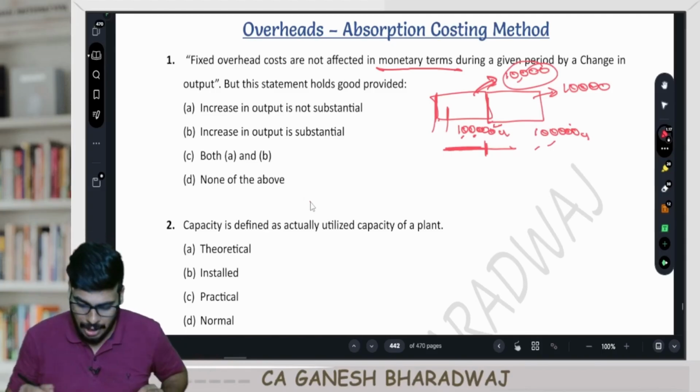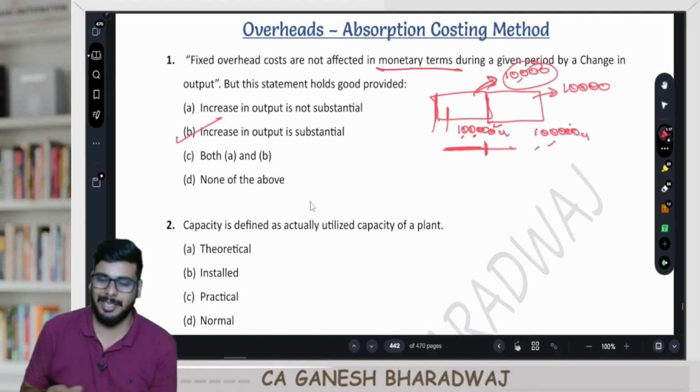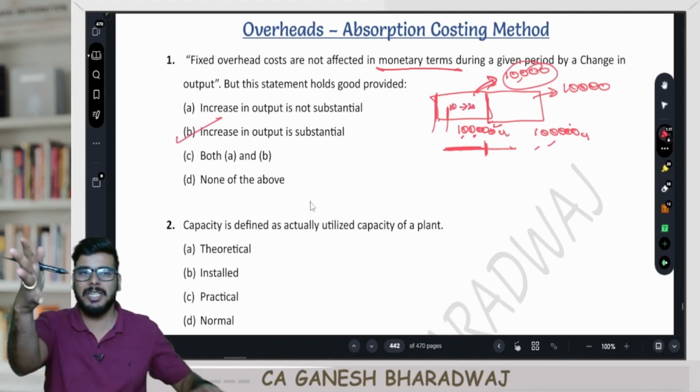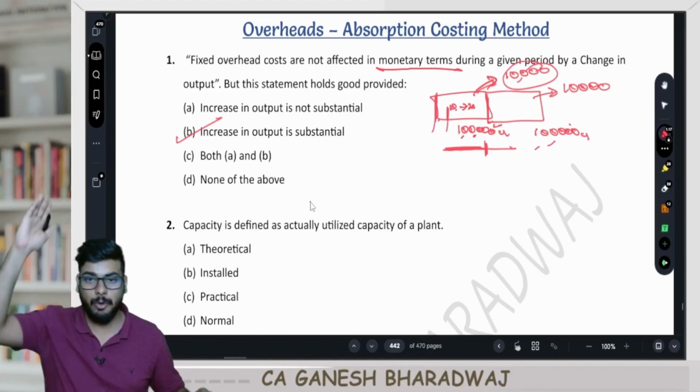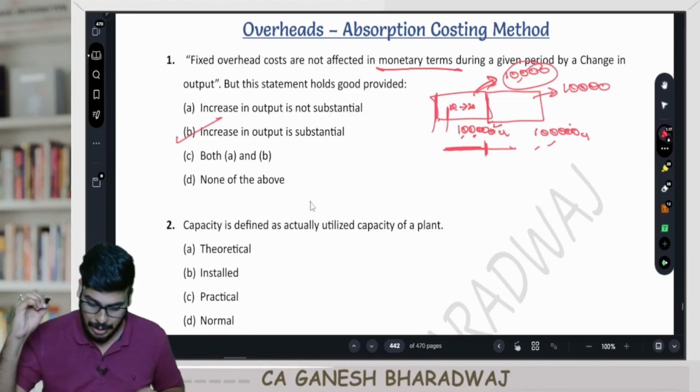Does it make sense? Look, in this case, if the increase in output is substantial, see, from 10,000 I am increasing it to 20,000. This will not change your fixed cost. From 10,000, I'm going to 1,20,000. Yes. Now it can change the cost. Are you clear with this?